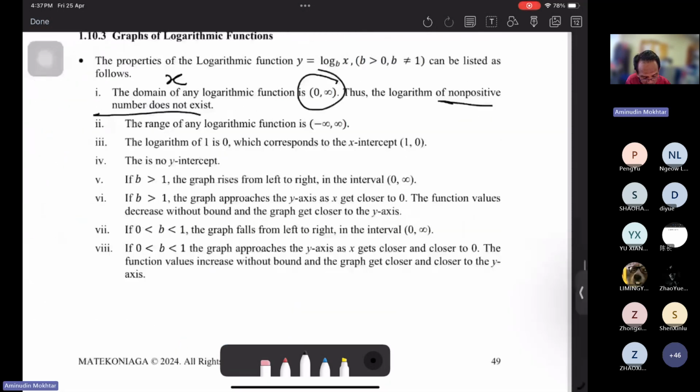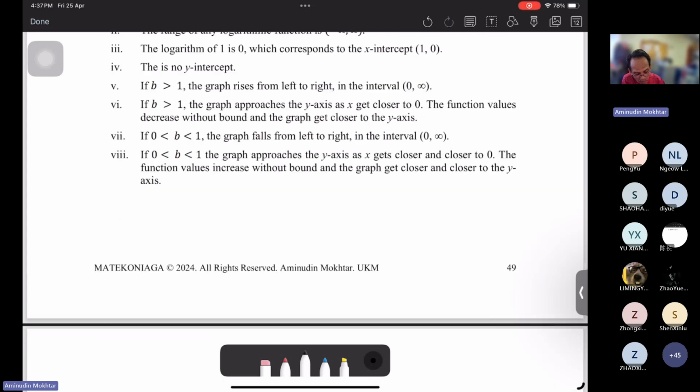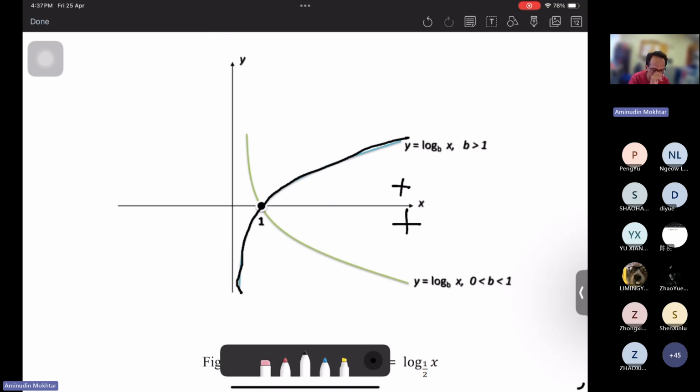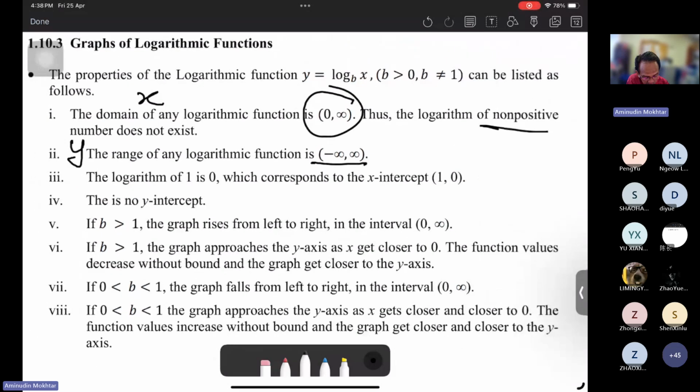Okay, that's for the domain for x. And then the second one is about the range. The range is equal to the value of y. What is y? Y can take any number. Y can be positive, y can be negative. Y can take any number from negative infinity to positive infinity. That's why when we draw the graph, we can draw at the positive quadrant of y and negative quadrant of y for the log graph. Okay, that's for y.